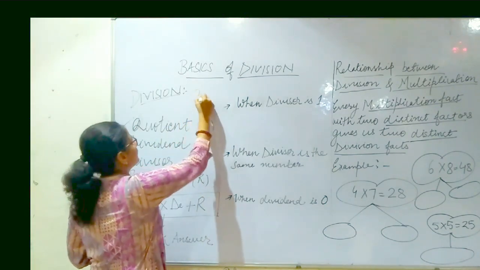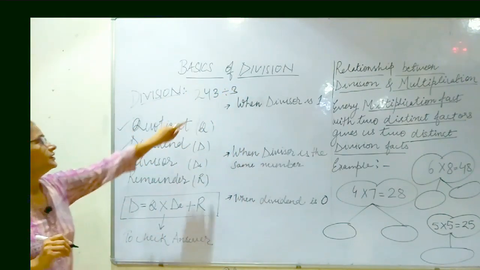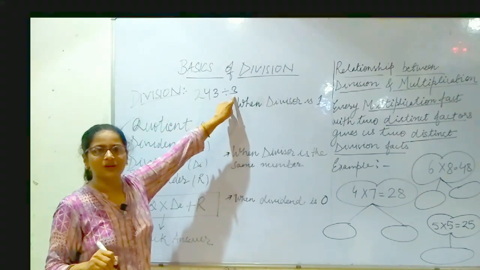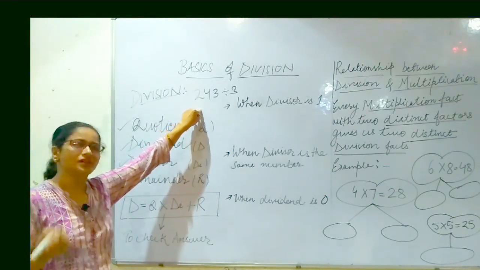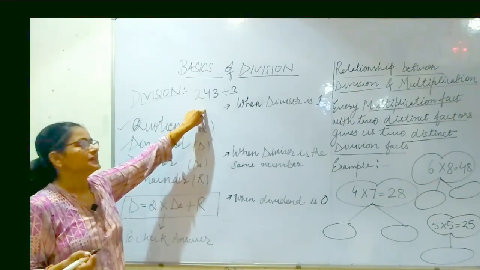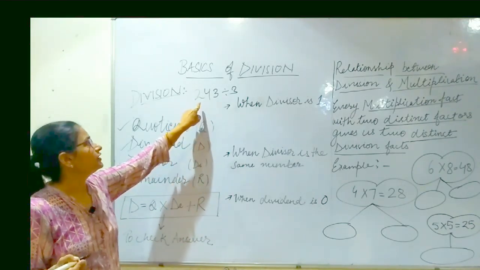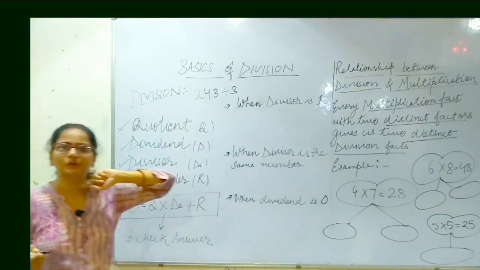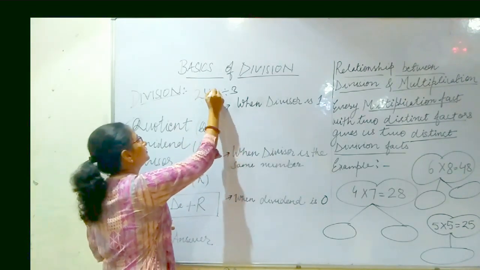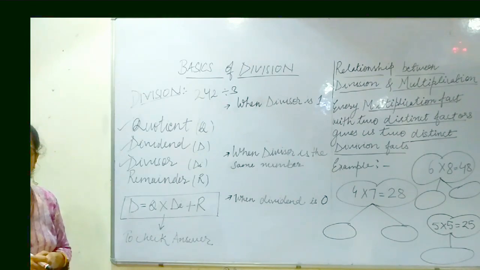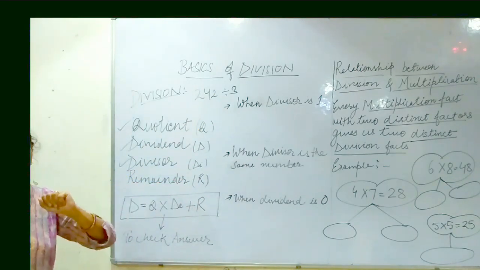Let's take an example. If you have number 243 divided by 3, this number is dividend, this number is divisor. After dividing these two numbers, whatever we will get will be known as quotient, your answer. And if anything is left over, then that is known as remainder. Here 243 is perfectly divisible by 3, so your remainder will be 0. And if this number is 242 divided by 3, then you will have some remainder because this number is not perfectly divisible by 3.